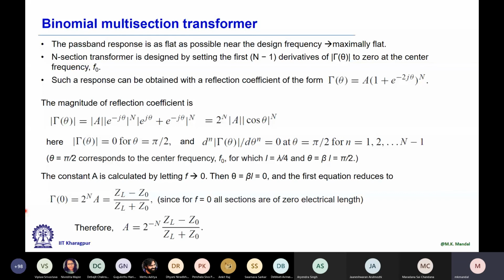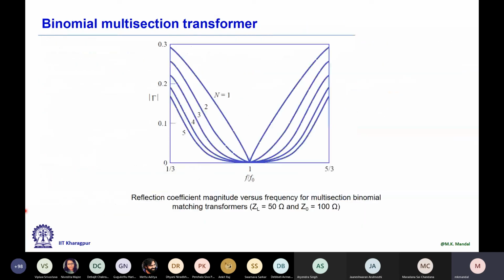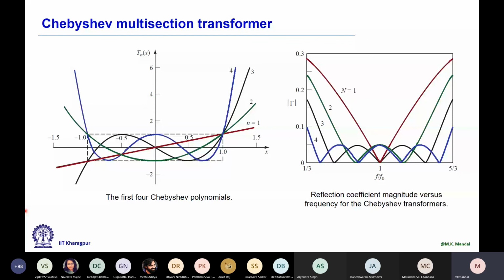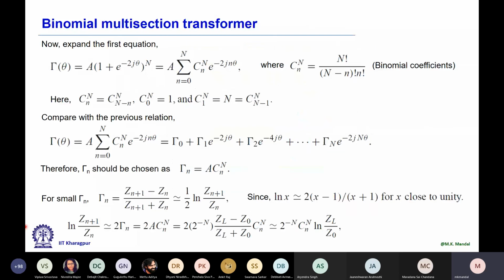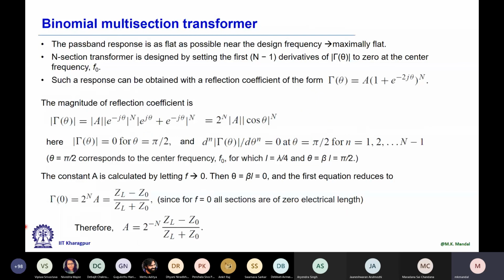We'll be learning that there are many different types, and we'll be learning just one of them: the binomial multi-section transformer. Different transformers have different types of response. Sometimes we use a binomial function, sometimes a Chebyshev function, an elliptical function, so different sets of polynomials basically. If you plot the overall gamma, in different cases it looks different. Here is one example actually. Well, I'm coming to that point later. So let us go with the binomial multi-section transformer.